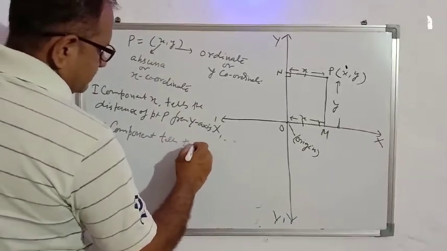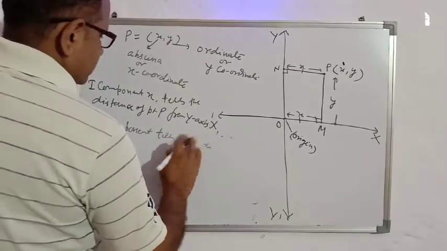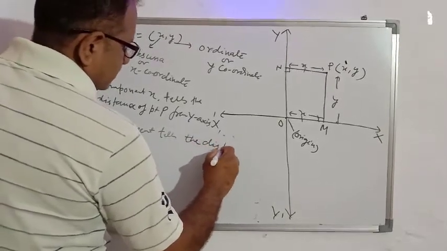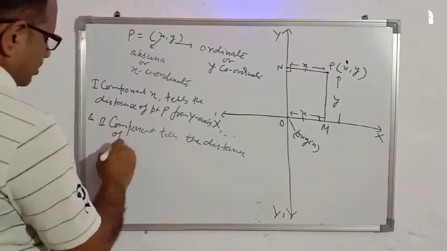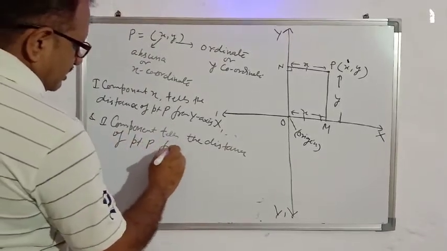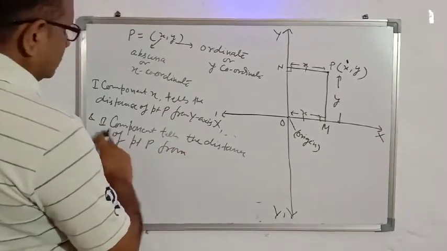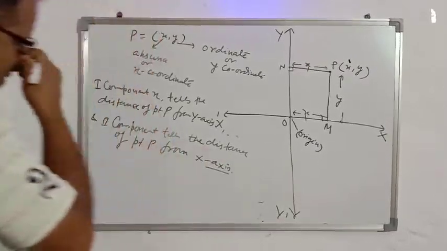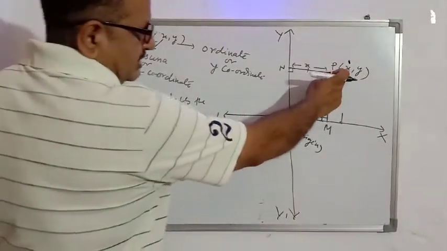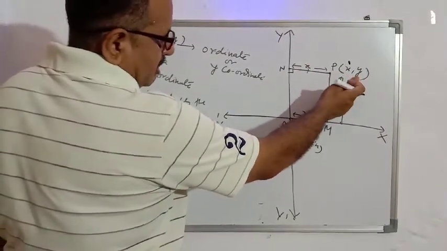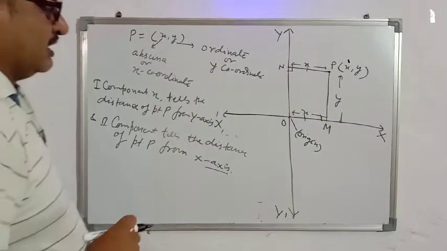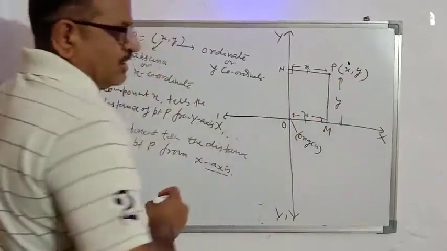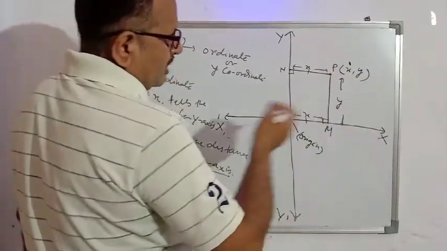tells the distance of point P from x-axis. So first component is abscissa, it tells the distance from y-axis. Second is ordinate, it tells the distance from x-axis. And x, y taken together in a small bracket, it is called coordinate of the point P. Coordinate or Cartesian coordinate of this point.